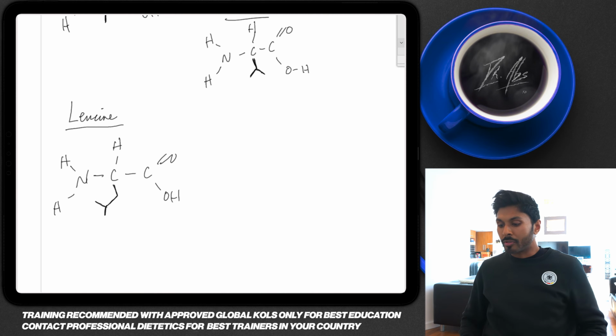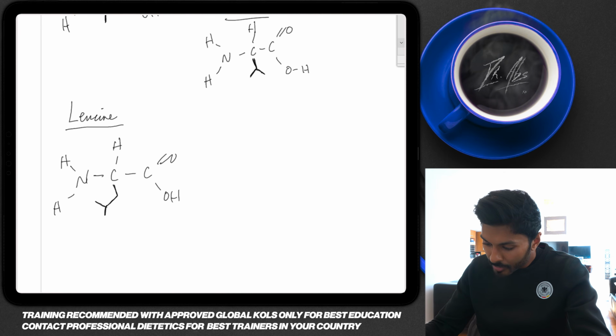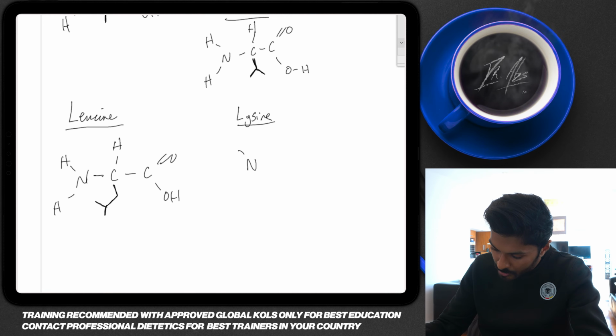Okay, so it's a bit like valine with an extra link in the middle, that's all. Then we have an interesting one. We have lysine: N-terminus, central carbon, and carboxylate group.